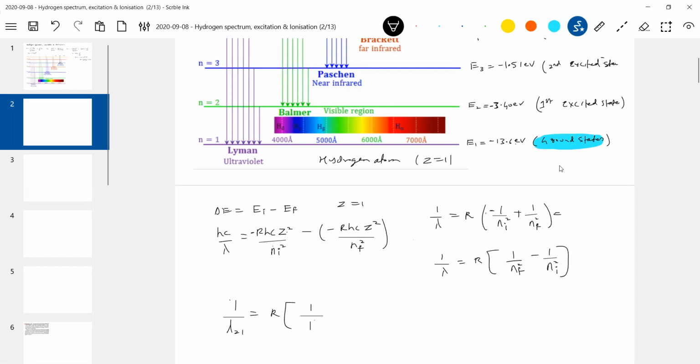And nf should be equal to 1 square, and initial is what? 2 square. So this will become initial, this will become final. It makes a transition from initial to final, from first excitation to ground state.